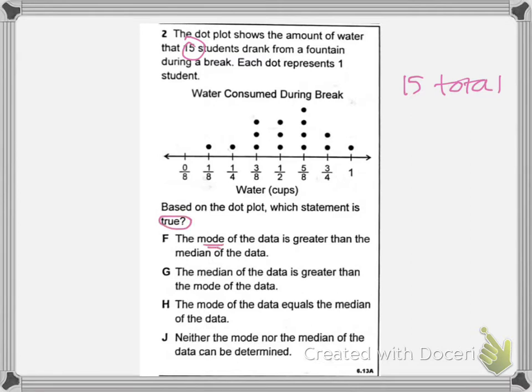So the mode of the dot plot, remember that means the most represented, so that's going to be the tallest dots. The mode is greater than the median. Okay, so we have to find the median. So we're going to go front, back, front. We're going to start on the top, and then we're going to start on the bottom here. So we go from bottom to top on this side and from top to bottom on this side. Okay, so back, front, back, front, back, front, back, front, back.